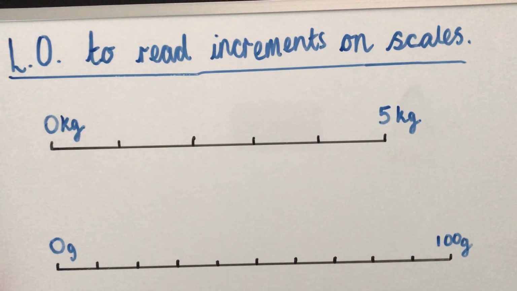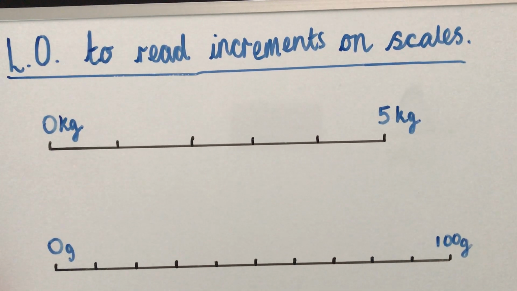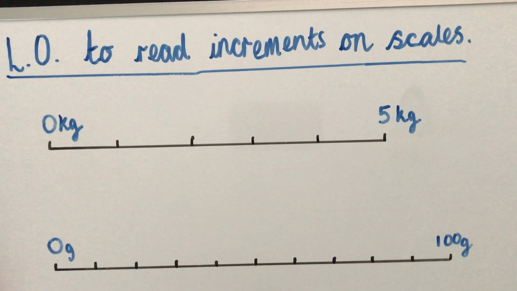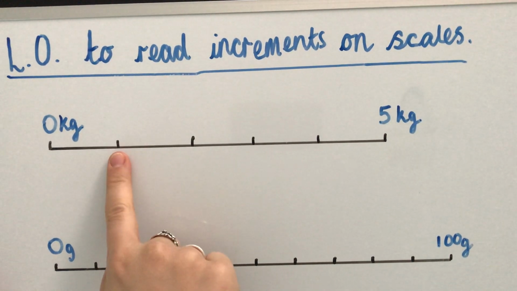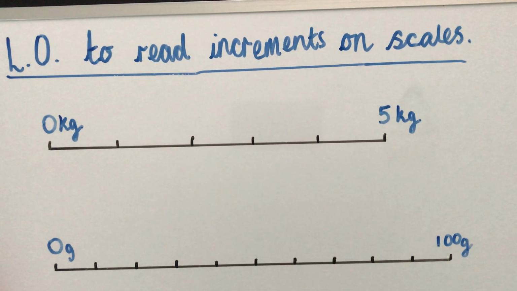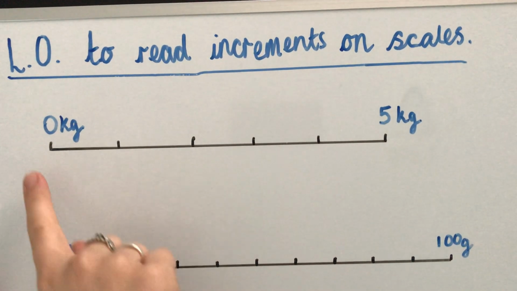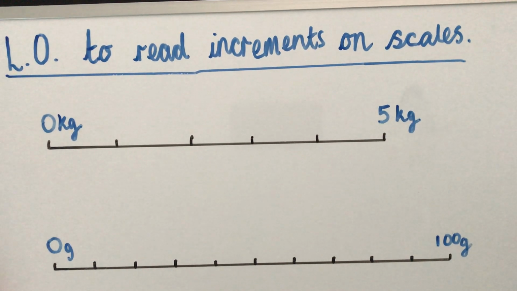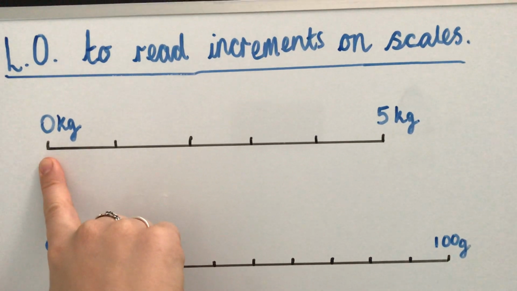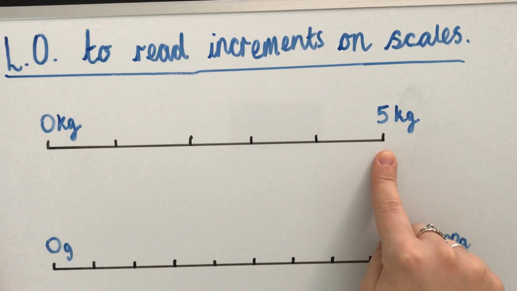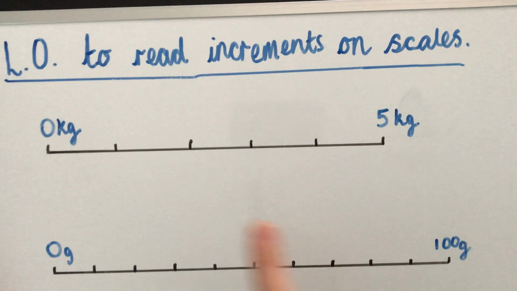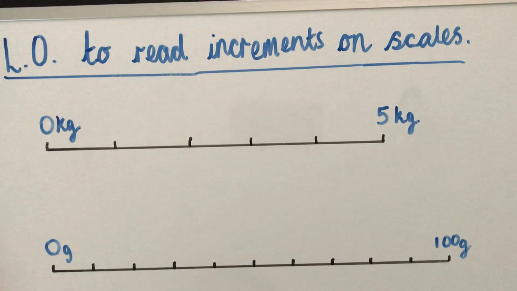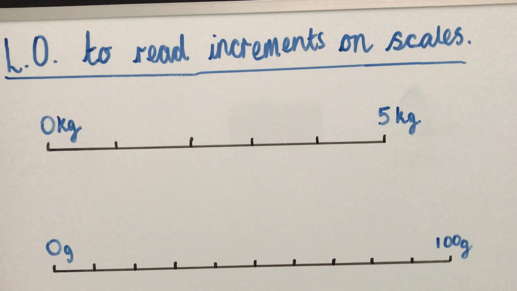So, what I'm going to show you today, our learning objective is to read increments on scales. Now, an increment is every little line on each scale. You might notice on this scale where we're measuring the weight of something because it's in kilograms, there's only numbers on the first increment and the last increment. So that means we need to find out what each of these little lines stand for. Okay, what each of the increments are worth, how many kilograms.